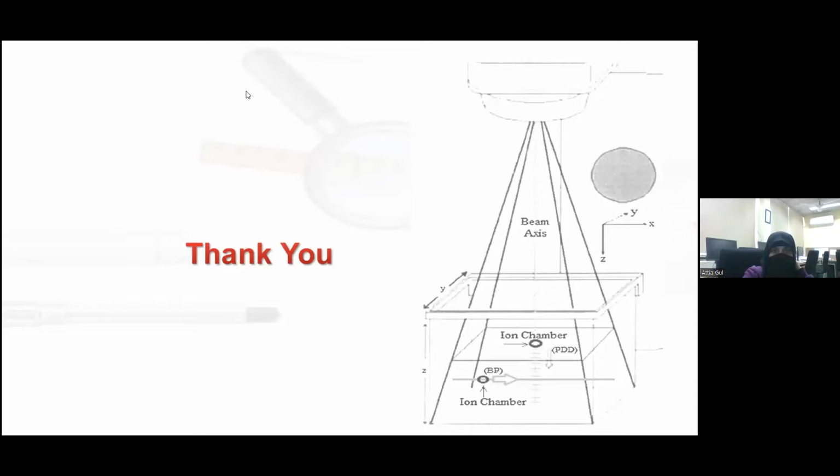Yes, GafChromic film. I personally have used GafChromic films. Although it is very difficult to handle, process and scan these films, they give accurate results for one reason: they have very high spatial resolution. That is why their results are comparable to Monte Carlo simulation, which is again considered the gold standard for dose measurement and dose calculation in small fields.